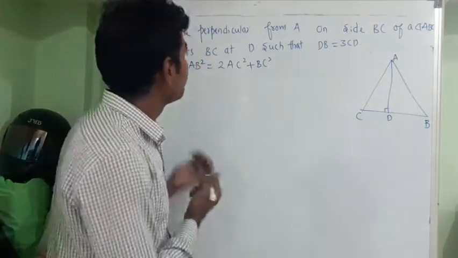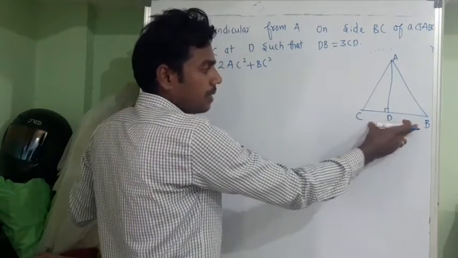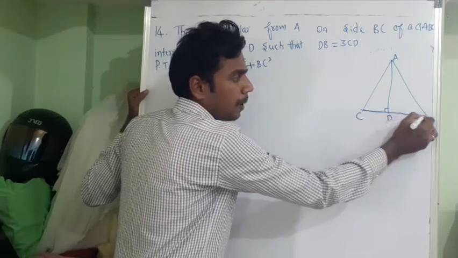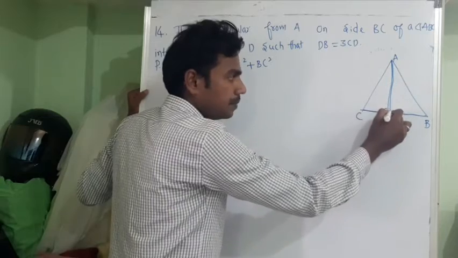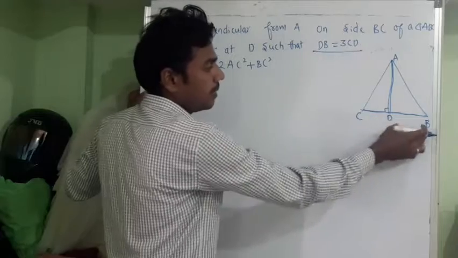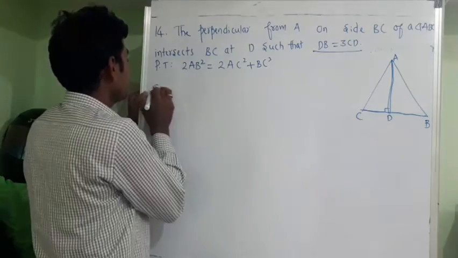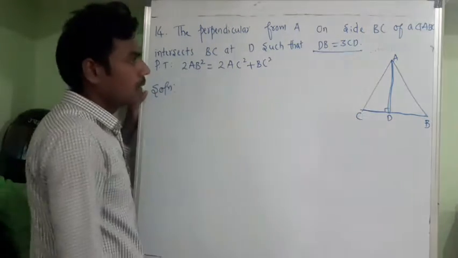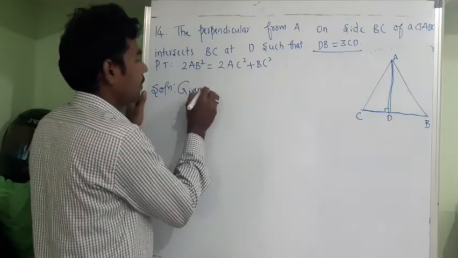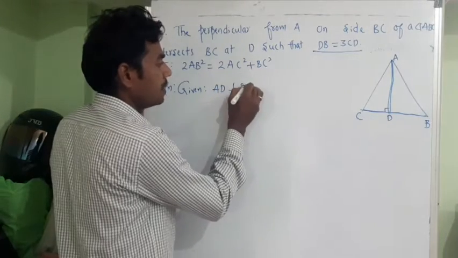So what is given? There is a triangle ABC and AD is perpendicular to BC, and it is going to intersect BC at point D. It is given that DB is equal to 3CD. Now, what can we write? We can write it is given that AD is perpendicular to BC.